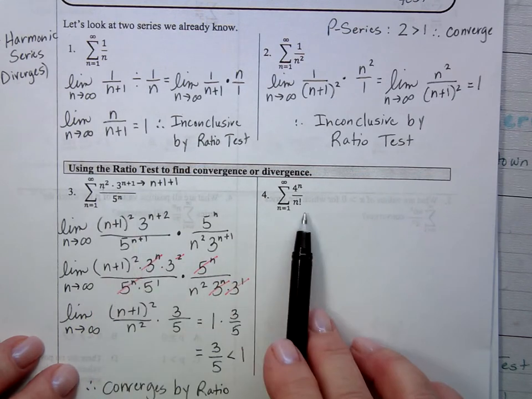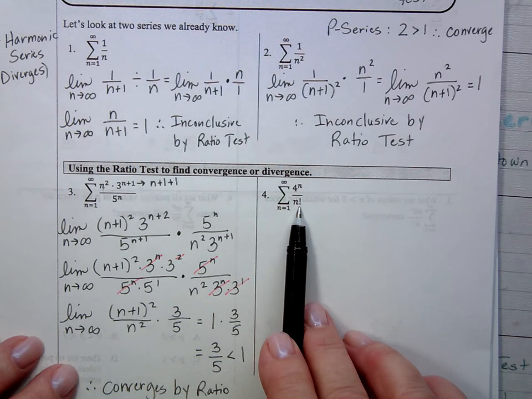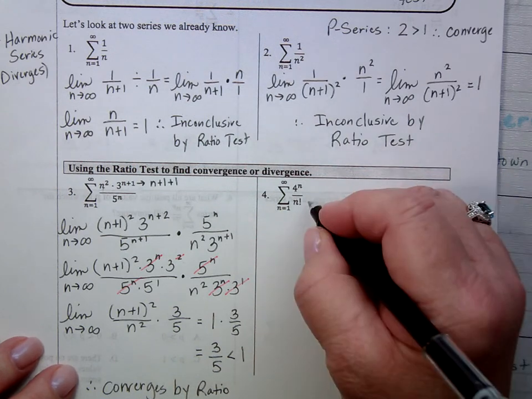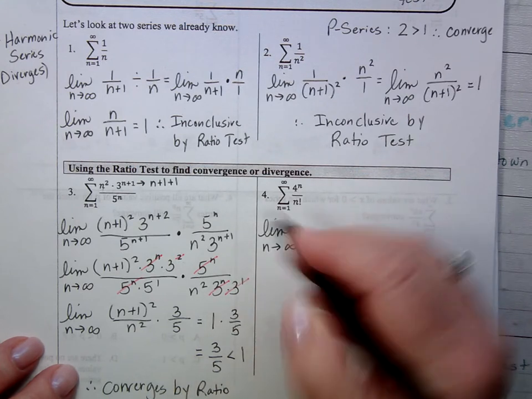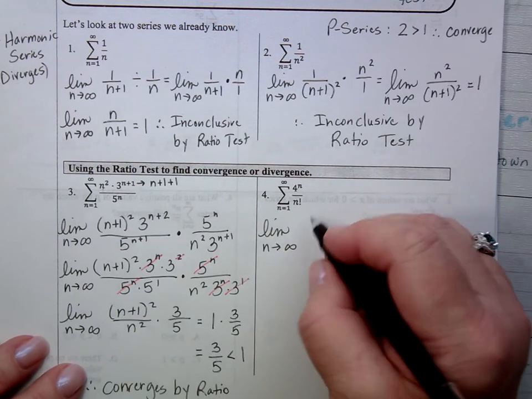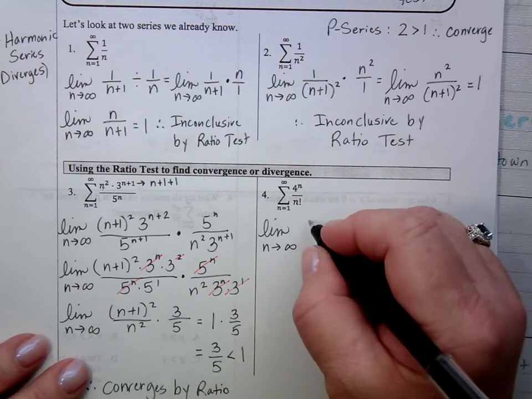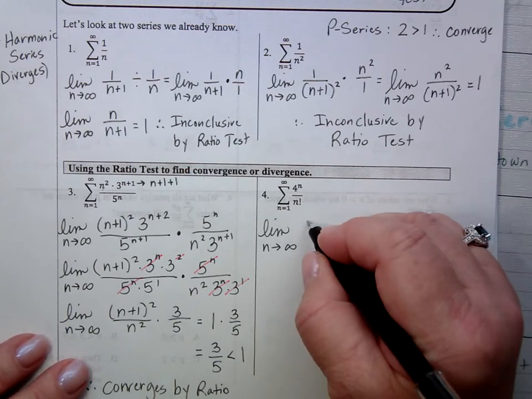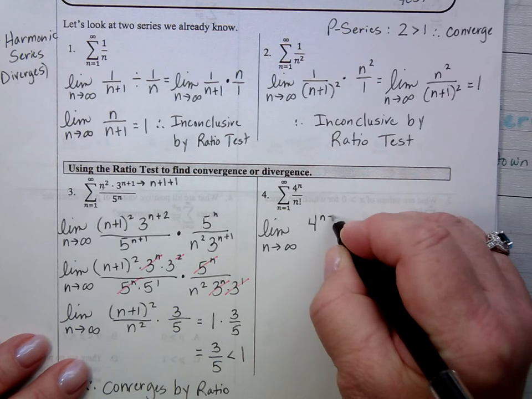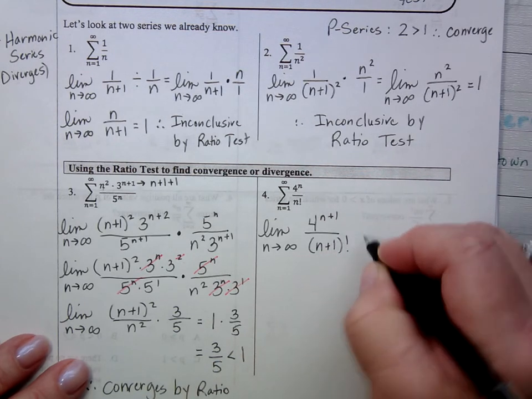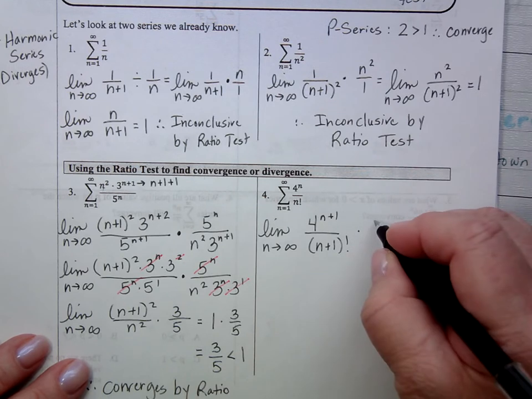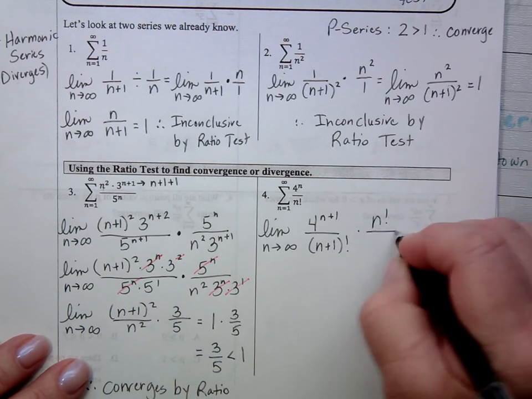The second clue is if you see a factorial. I said that earlier. If you see a factorial, you want to think about this ratio test. So let me show you how this one would work. The limit as n approaches infinity. It doesn't hurt any that they told you to use the ratio test, but anyway, if you were looking at it, the factorial tells you that that's a good choice. This is 4 to the n plus 1 over (n plus 1) factorial, and then flip the original, n factorial over 4 to the n.